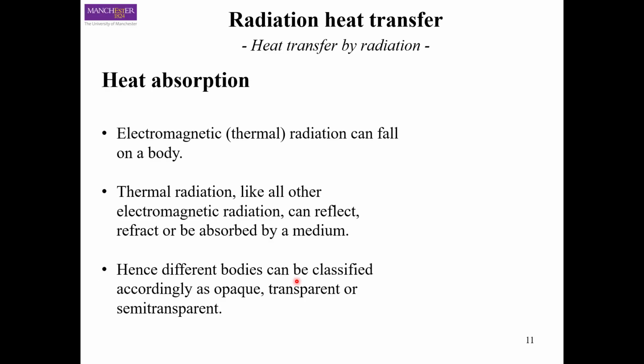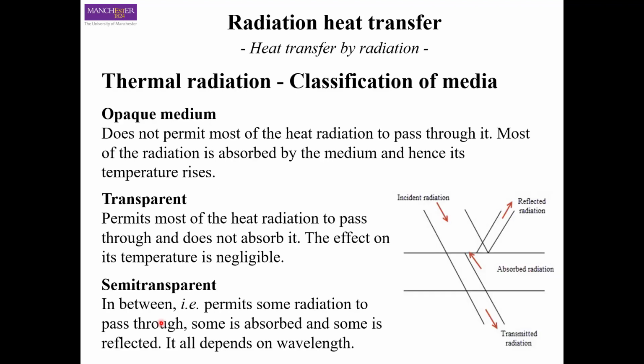When we talk about thermal radiation, just like any other form of radiation, when incident radiation falls on an object, it can have three outcomes. It can reflect back to the surrounding where it came from, it can pass through the object, or it can get absorbed by the object. Based on that, we can define three different classes of objects: opaque, transparent, and semi-transparent. Let's have a look at what these are in the next slide.